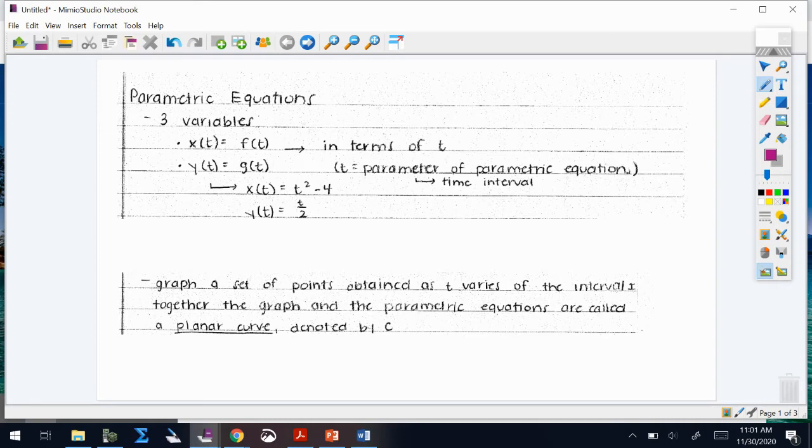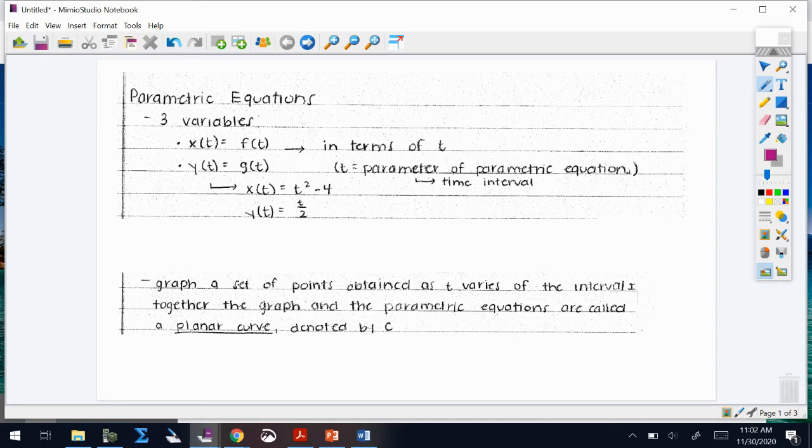So parametric equations essentially have three variables. You have your x and your y, but both your x and your y are in terms of t. T is referred to as the parameter. Often it's written as t because it represents time of a parametric equation. So you're going to notice that parametric equations often are used to model things like movement and distance, and so that's why t comes in.